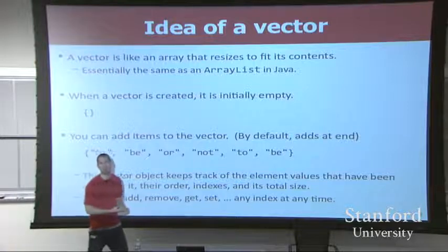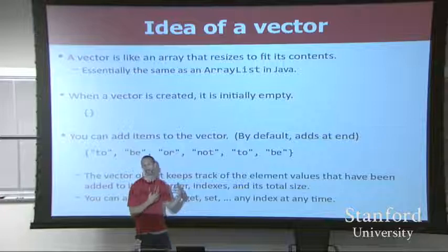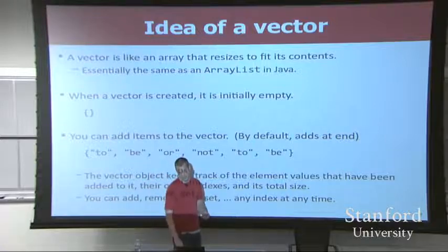And the vector has some operations you could use on it, some methods you can call, and it keeps track of things. Like it keeps track of the data inside of it. It also keeps track of how big it is, how many slots it has, and all of these different things. It takes care of all that for you.